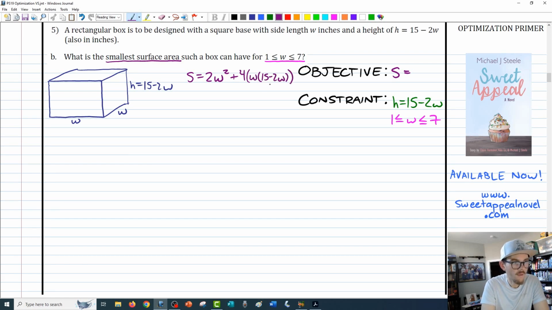And you'll notice, by the way, that I'm just sort of dropping the pretense of putting an H in there and then substituting 15 minus 2W in. In a sense, I think we've done that enough for you to get the feeling that, yeah, that's where that's going to go. So this is going to be our surface area formula. And I'm just going to put over here S equals that.